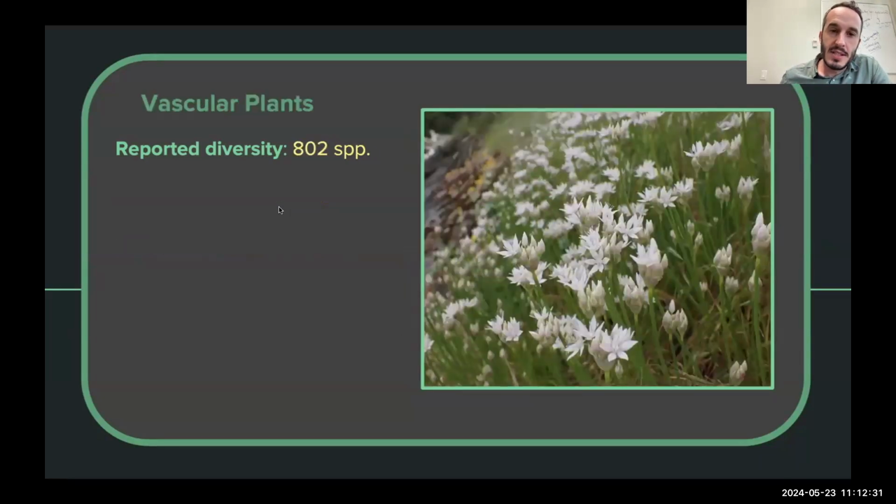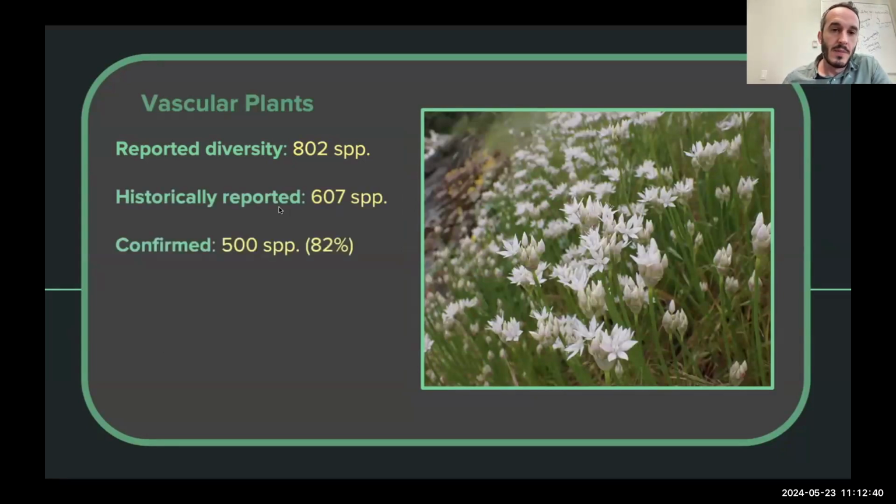For vascular plants, so far we've documented just over 800 species. About 3/4 of these species are historically reported, of which we've so far confirmed 500, that is 80% of the historically reported diversity. And about 200 species have been added new to the list. And finally, still at large are about 100 species.